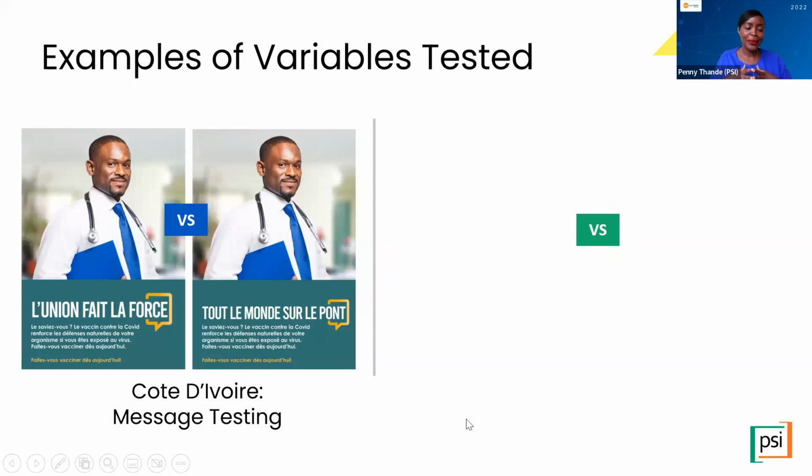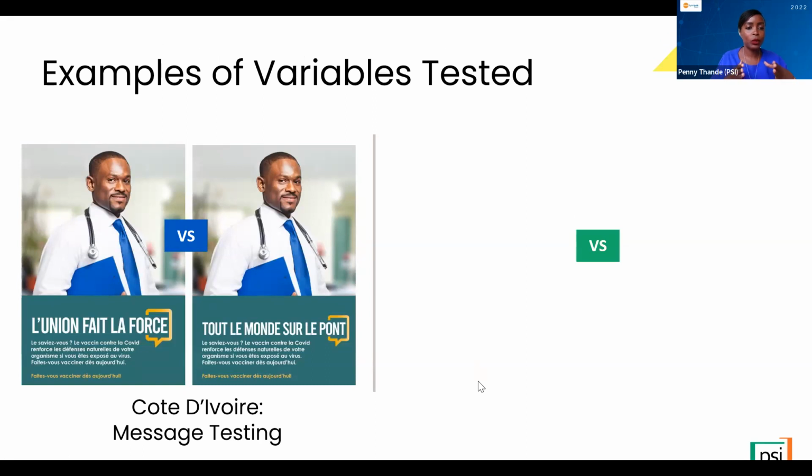So another example is Côte d'Ivoire. We have two messages. One is l'union fait la force, which means stronger together. And the other one is tout le monde sur le pont, which means all hands on deck. Again, everything else is a constant, and we were able to check which message resonates better.